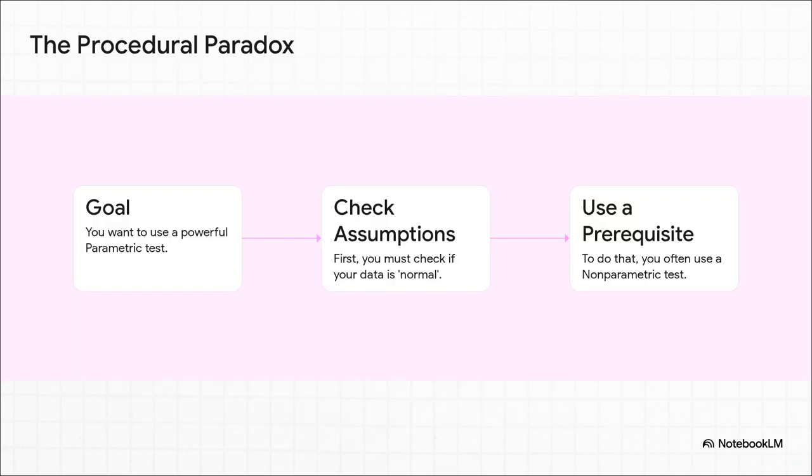And this is where things get kind of funny. A little bit of a paradox, really. You want to use one of those powerful parametric tests, right? Well, to do that, you first have to check if your data is normal. And how do you check that? You guessed it, you often use a non-parametric test to find out. It's a perfect little example of how these 2 types of tests actually work together.